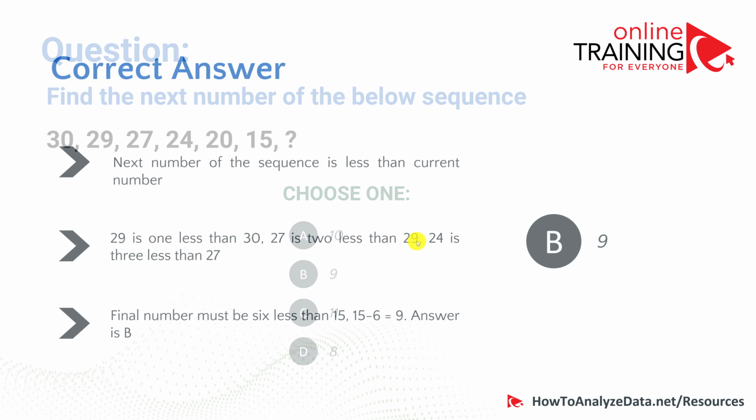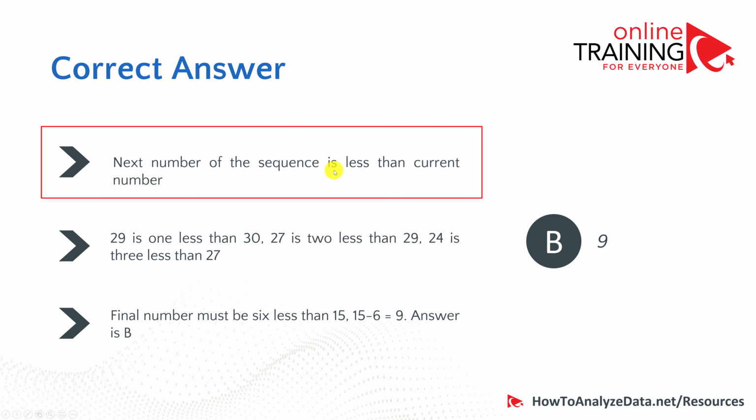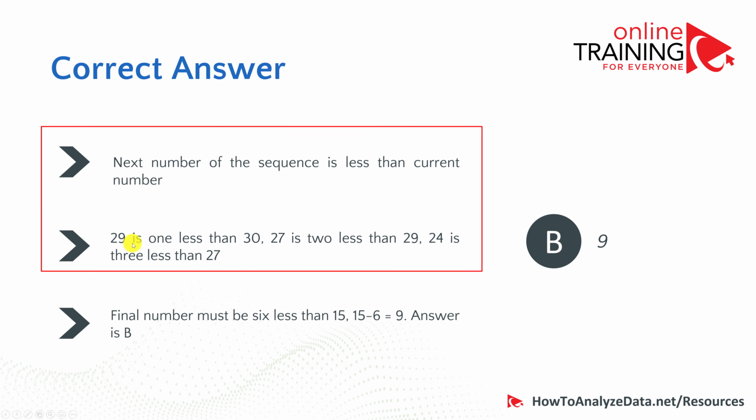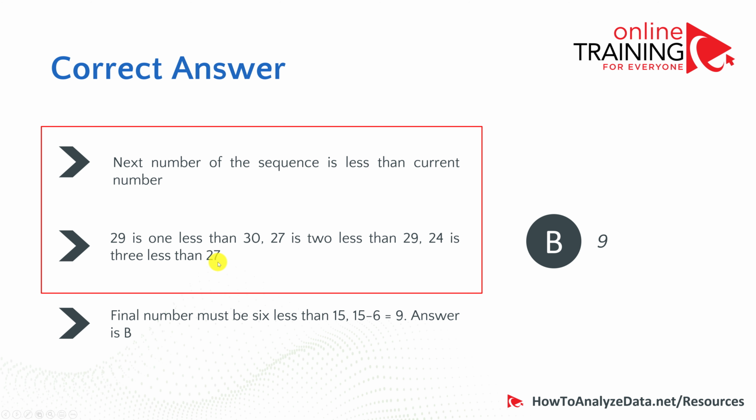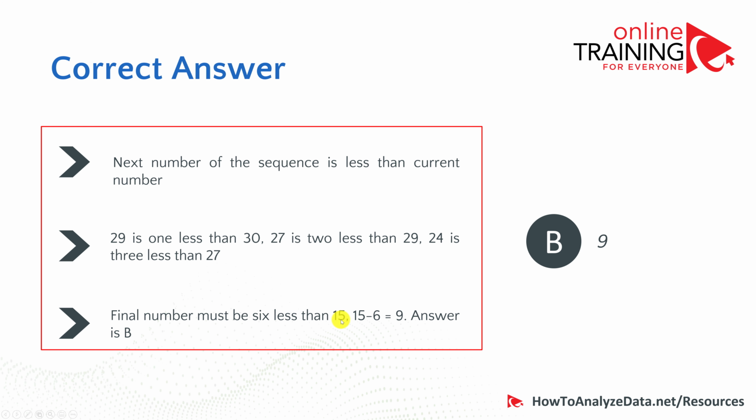Let's recap. The next number in the sequence is less than the current number. 29 is 1 less than 30, 27 is 2 less than 29, and 24 is 3 less than 27. You can continue the sequence once you detect it. The final number must be 6 less than 15, which is 9. So the correct answer is B, which is 9. Hopefully you've got this one right.